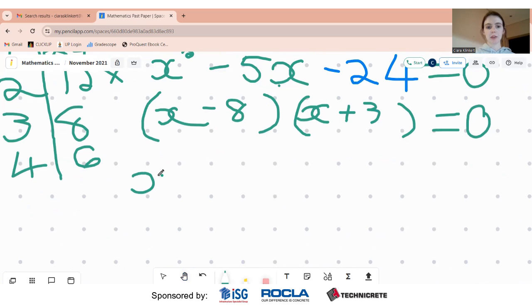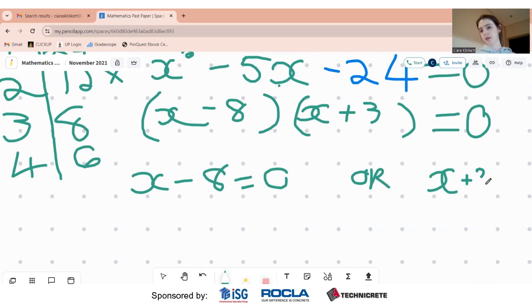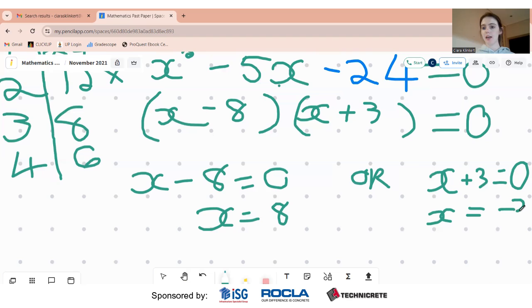So I set each bracket equal to 0, x minus 8 equals 0. And I always need to say or to separate my solutions. x plus 3 is equal to 0. Okay. Now I've split. Now I must solve. Okay, to get x alone, I need to take minus 8 to the other side, so it becomes positive 8, and I get that x is equal to 8. And on the other side, x is equal to minus 3. And now we are done.